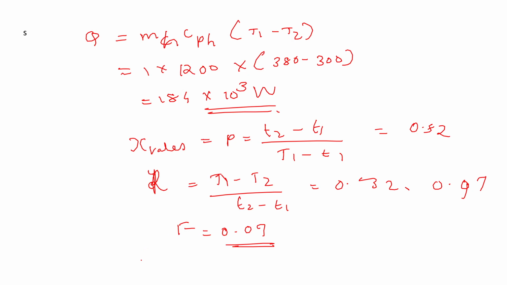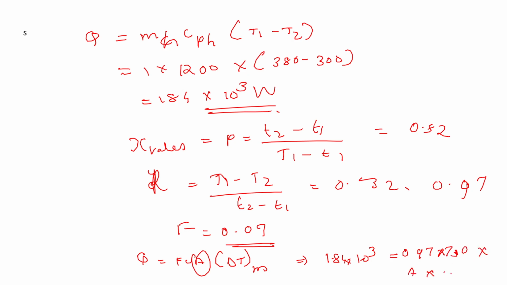Substitute this F value and all the others in the formula. The formula is Q is equal to F times U times A times delta Tm, the LMTD. From that you will get the area. We have all the other parameters: 184 times 10 to the power 3 is equal to 0.97 times 750 times A times 218.3. From that you will get the value of A, which is 1.15 meter square. So this will be the answer for this question.